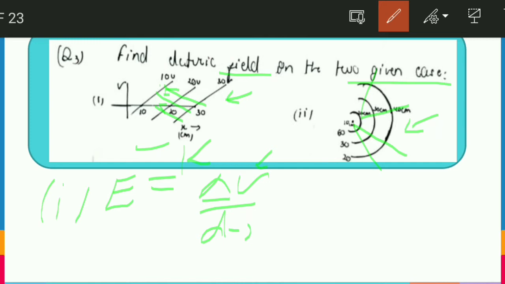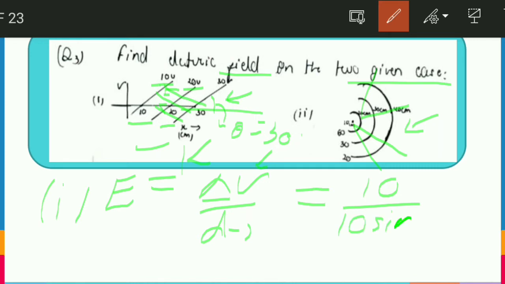And friends, I forgot to give one more piece of data. This angle is 30 degrees. Yes friends, so the potential difference from the figure you will see 10 and 20, so the potential difference is 10, and the distance 10 20. You may be thinking that the distance is 10, but no, it is not perpendicular. The perpendicular distance will be 10 into 10 component, taken as 10 sine 30 degrees. So it will come to 200 volt per meter. So this is our first case.